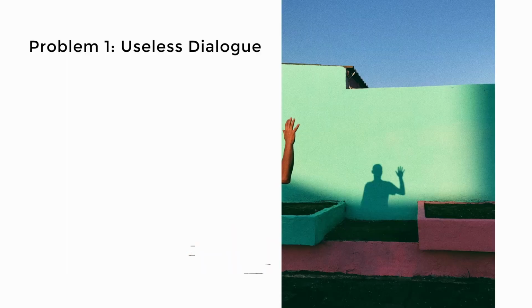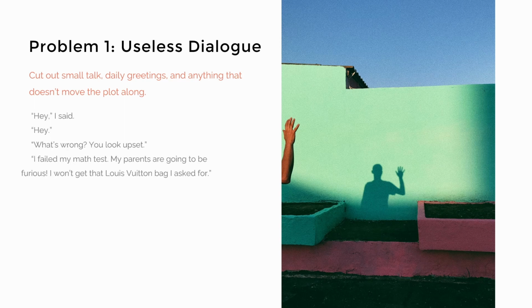The first is useless dialogue. So with useless dialogue, just cut out small talk. Cut out daily greetings, anything that doesn't move the plot along. Here's an example. "Hey," I said. "Hey, what's wrong? You look upset." "I failed my math test." This is really boring, dry dialogue. So we need to switch it up.